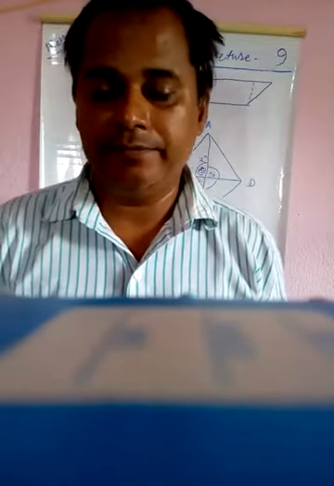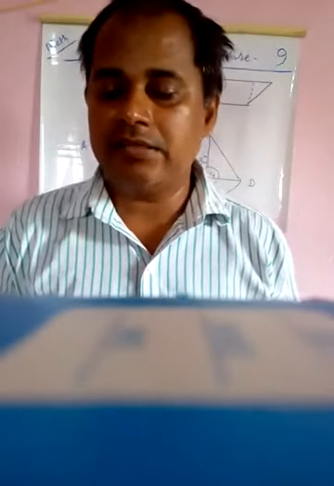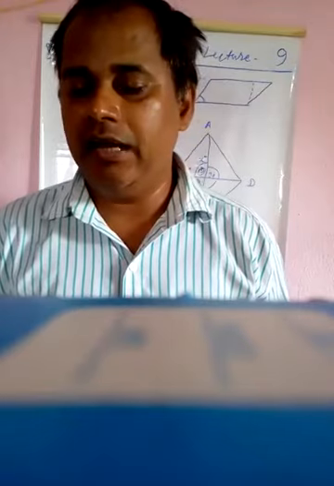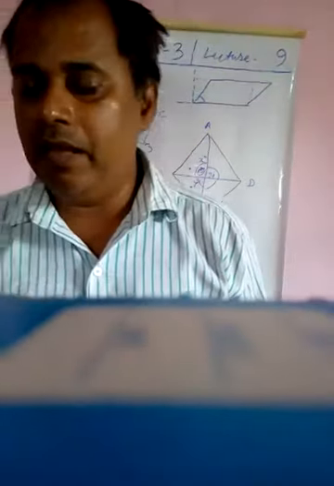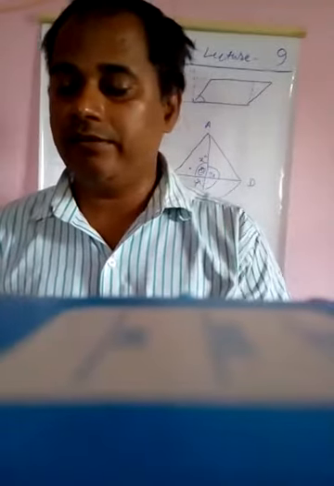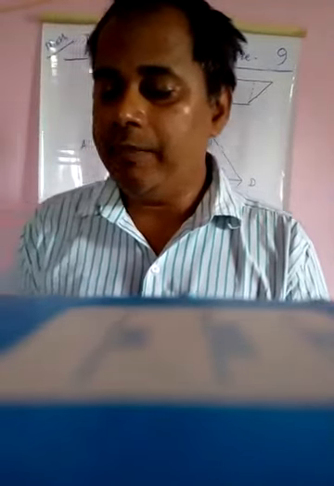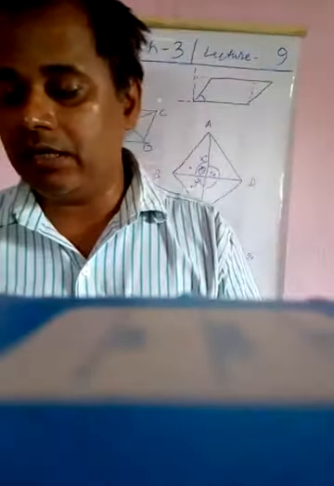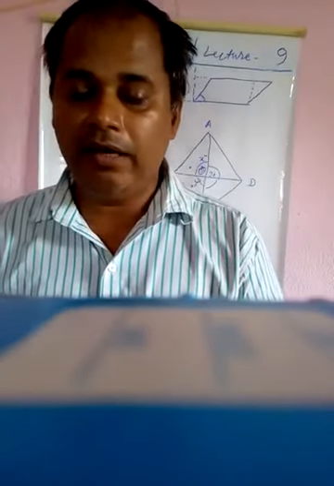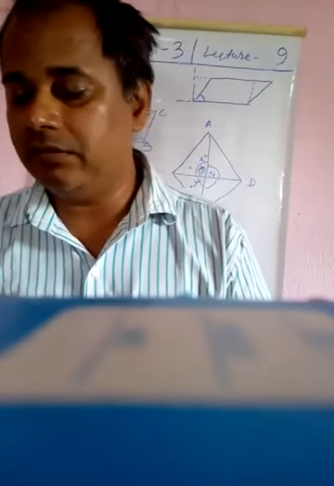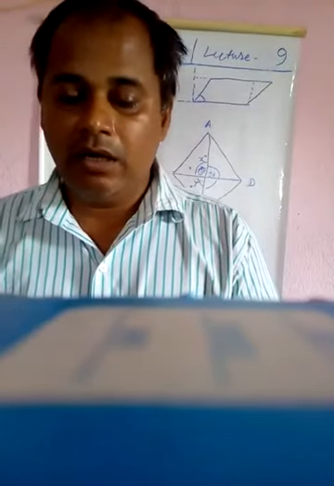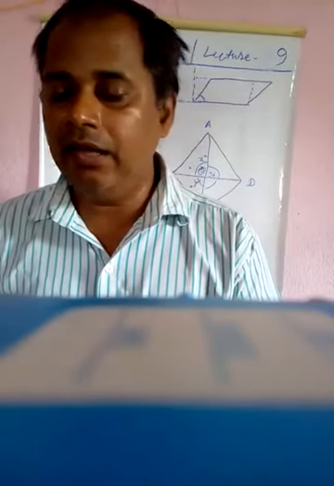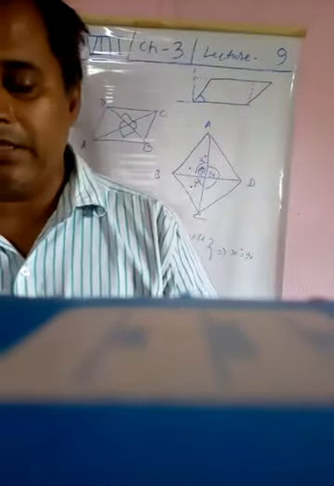Example number 9. In the adjacent figure, AC and BD are the diagonals of a rectangle ABCD. If AO is equal to 5 centimeter, AB is equal to 8 centimeter, then find the length of the side BC. We are given here AO is equal to 5 centimeter.